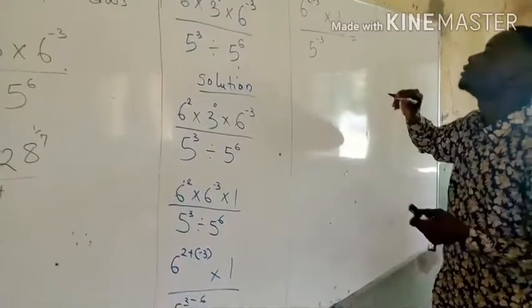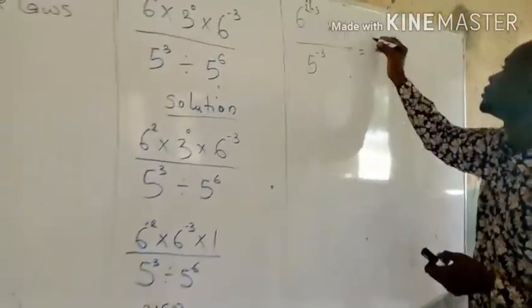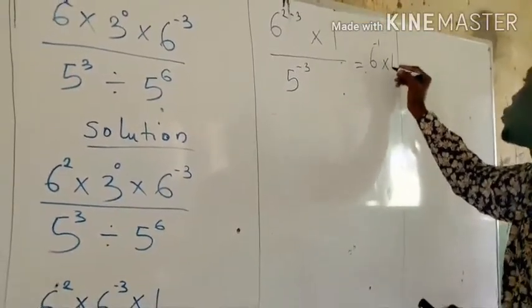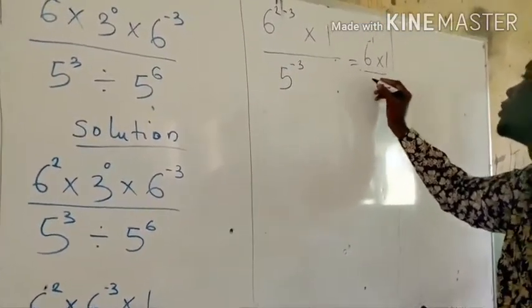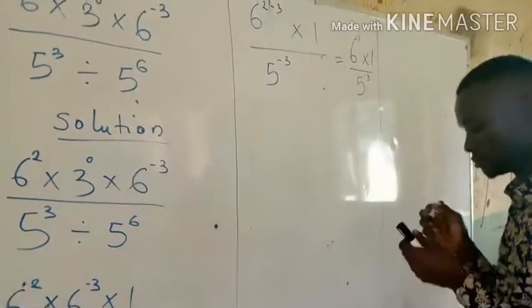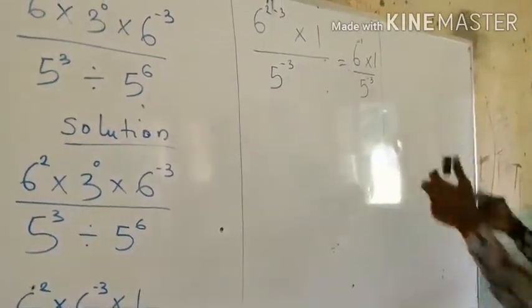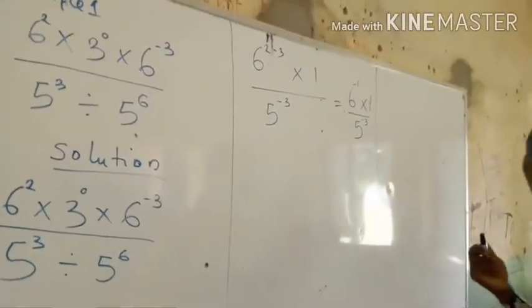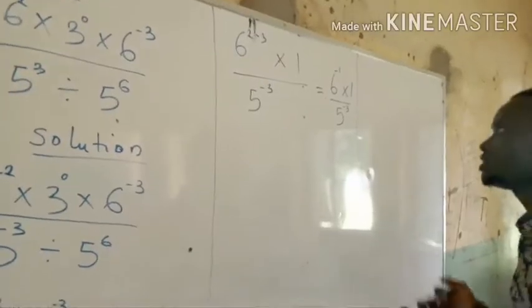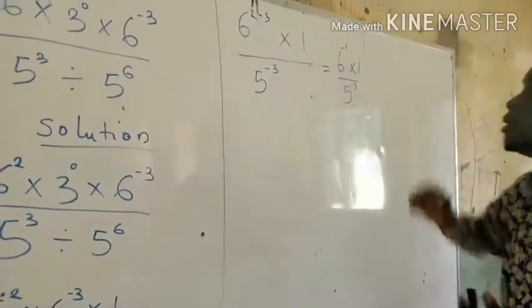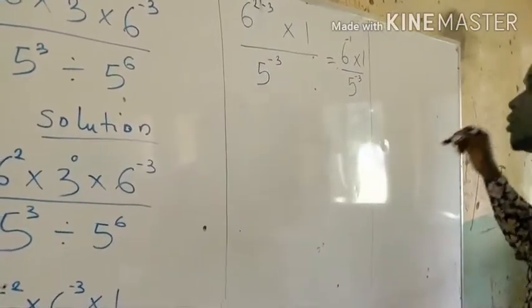2 minus 3 will give us minus 1, is that not? That means we have 6 raised to the power minus 1 times 1 all over 5 raised to the power minus 3. Now let's do away with this one. Anything times 1 is still that number, right? 2 times 1, 2. 10 times 1, 10. 20 times 1, 20. So 6 raised to the power minus 1 times 1 will still give us 6 raised to the power minus 1.